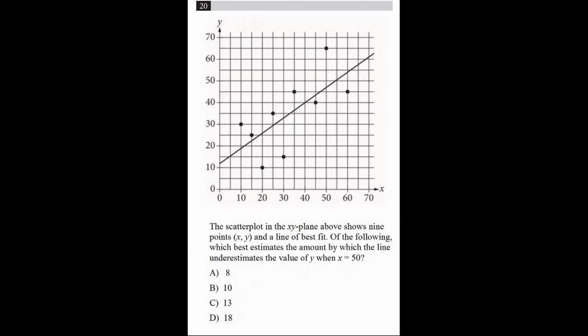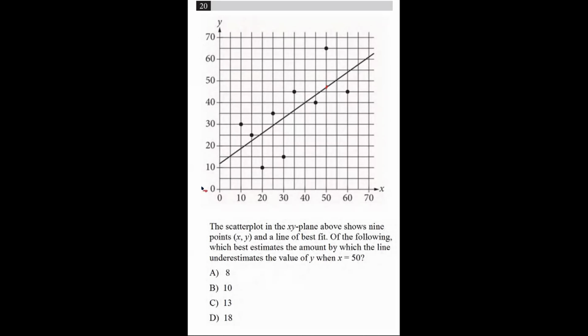Okay, so for question 20, which of the following best estimates the amount by which the line underestimates the value of y when x is 50? So x equals 50. So right here, what is the difference between the line and this point essentially? The first thing we need to find out is the scale.